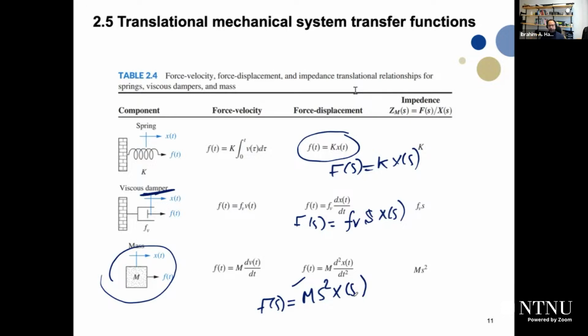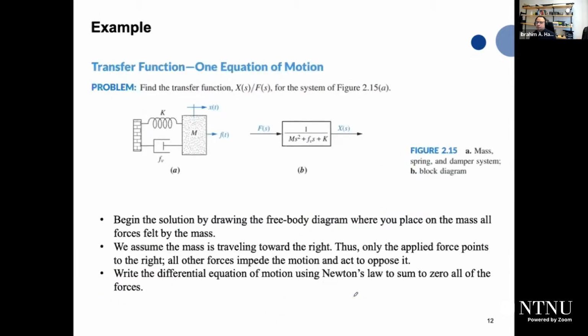We need to write the transfer function of the spring, damper, and mass, and we can use those three elements for building a large translational mechanical system. And sometimes you need to find the transfer function of it. So we will start with an example.